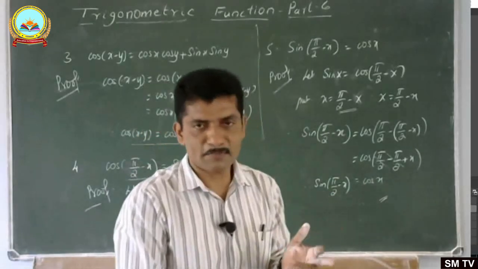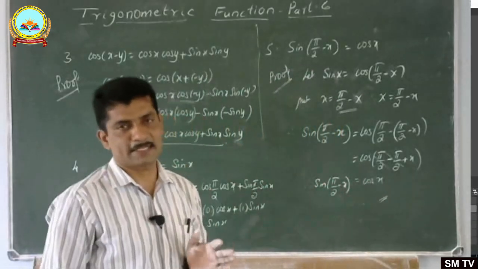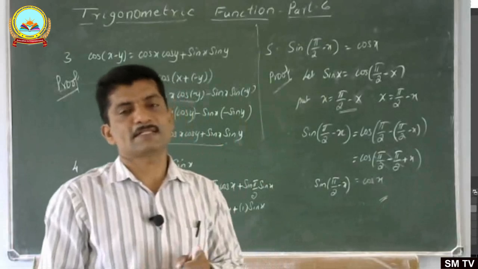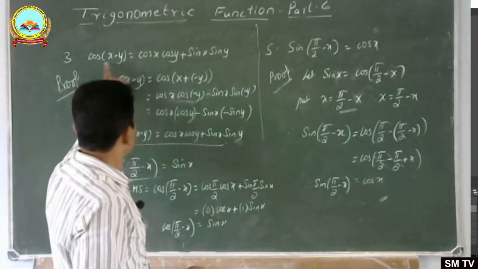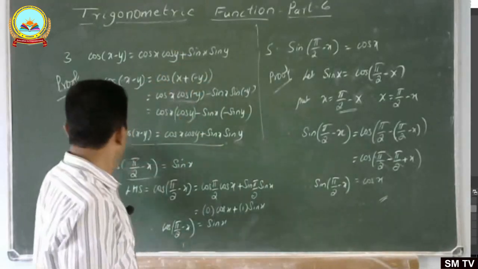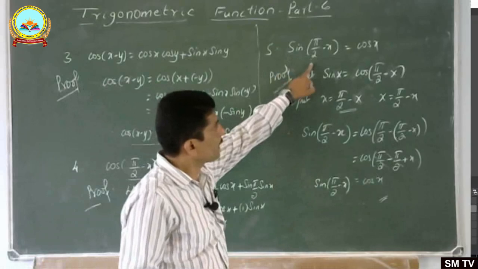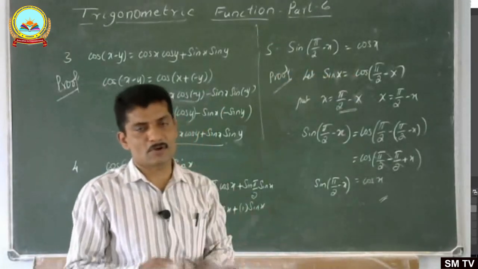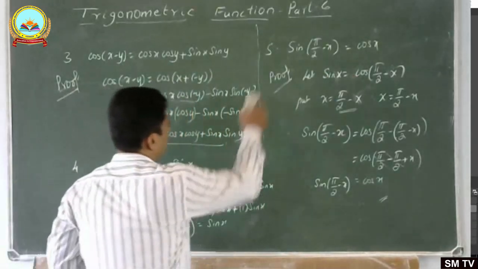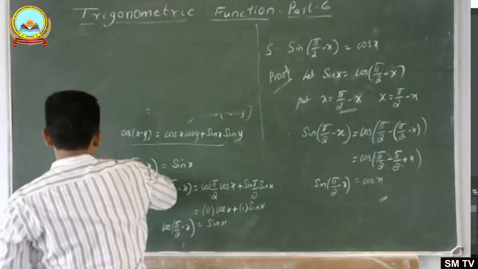The first result: cos of minus x is cos x, sine of minus x is minus sin x. Second result: cos of x plus y is equal to cos x into cos y minus sin x into sin y. Third result: cos of x minus y is equal to cos x into cos y plus sin x into sin y. Fourth result: cos of pi by 2 minus x is equal to sin x. Fifth: sin of pi by 2 minus x is equal to cos x. These are very important basic results, and with the help of these you prove the other results. The sixth one.